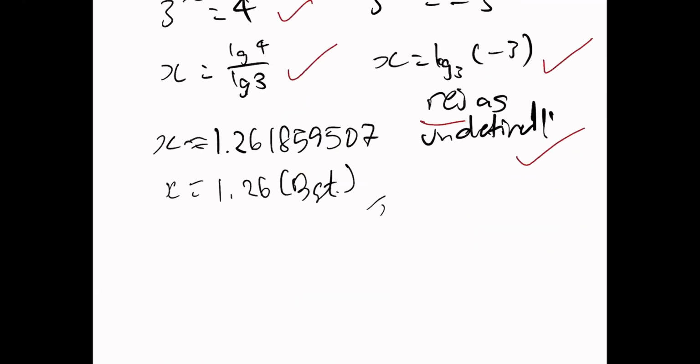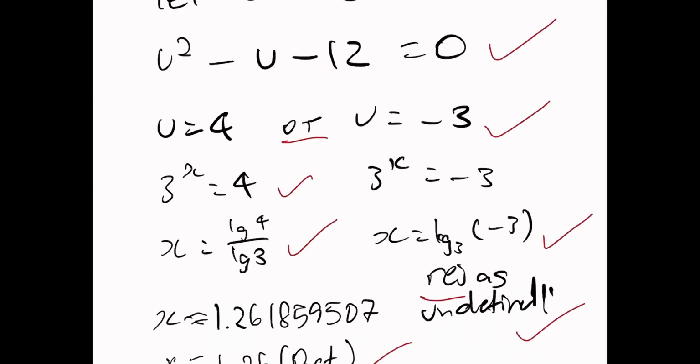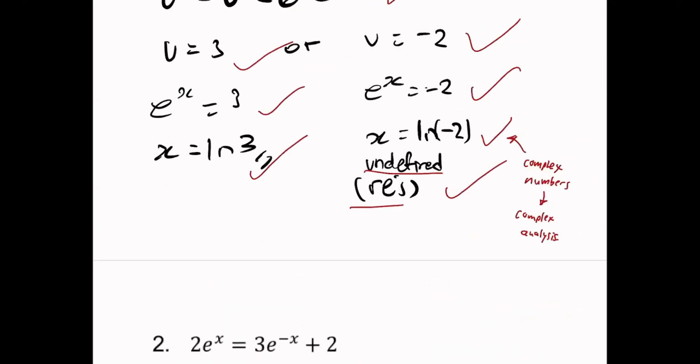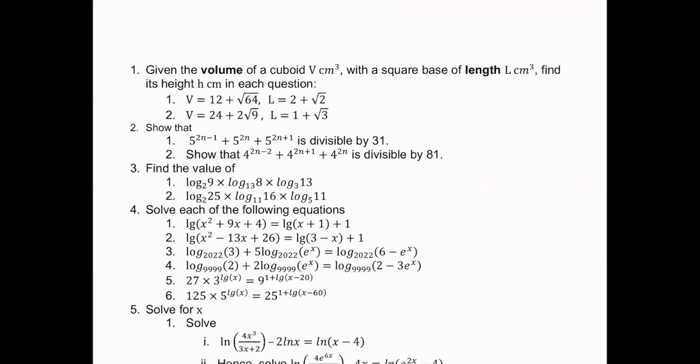Let's just double check the value. LG4 on top, LG3 below. You get 1.26. Good. 3SF. And we're finally done. Yes. All perfect. Good. Yeah, nothing to go through.